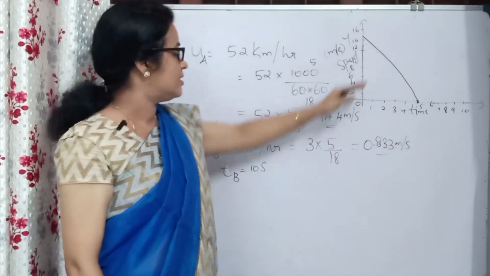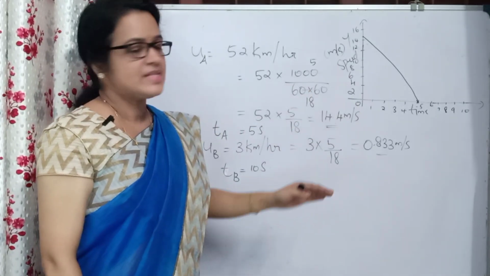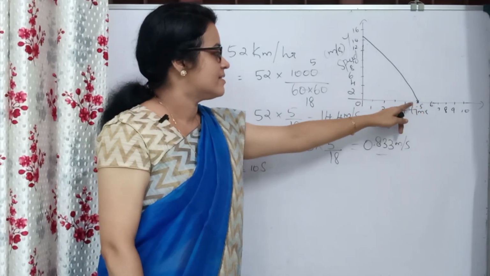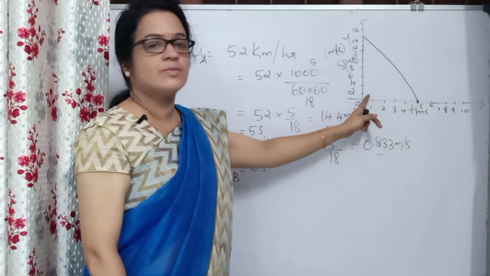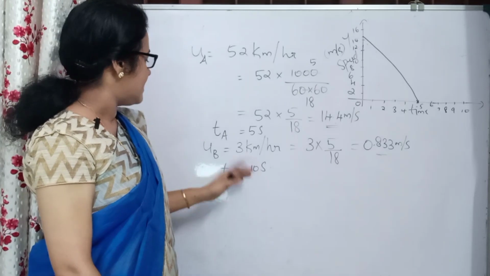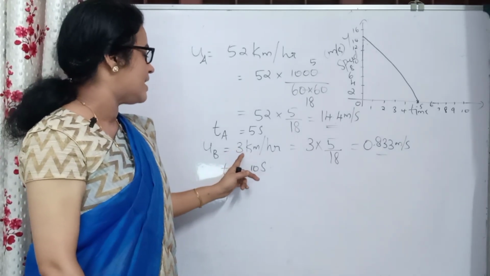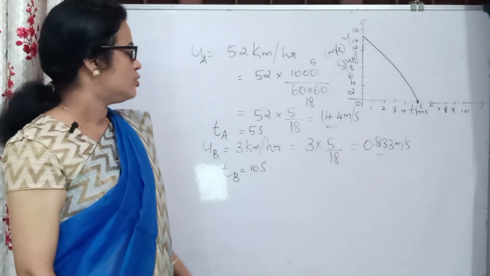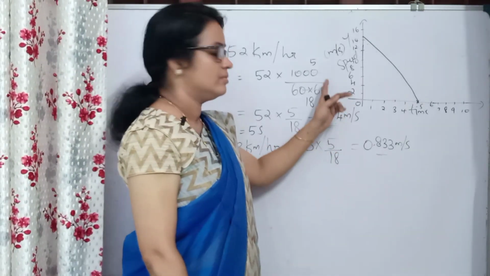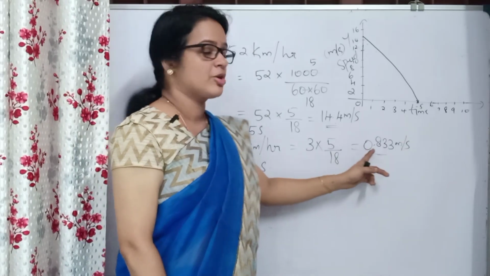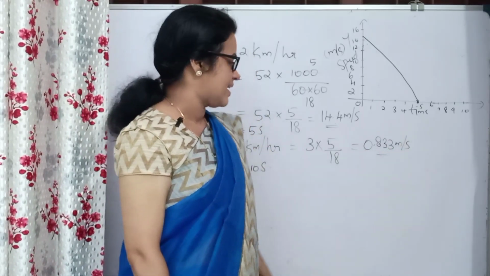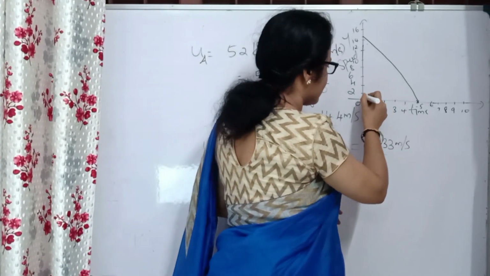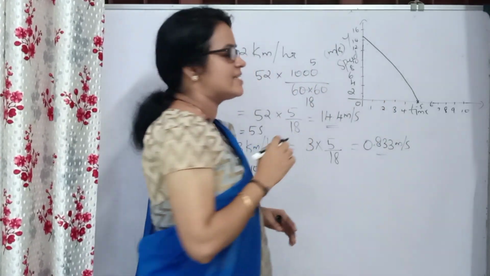So here after applying the brake, what happens? That is coming to rest after 5 seconds. Okay, so after 5 seconds the speed is becoming 0. Clear? And in the second case, the initial velocity was 3 km per hour, and after 10 seconds it is coming to rest. So here for 3 km per hour we have 0.833 meter per second as the speed. So here we can mark that point, and after 10 seconds only it is coming to rest.